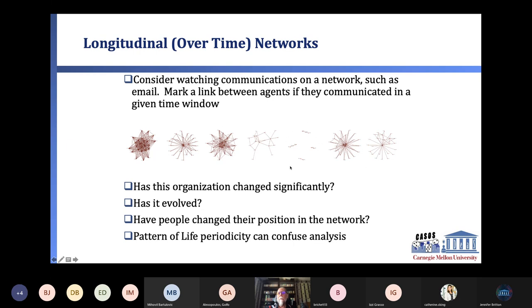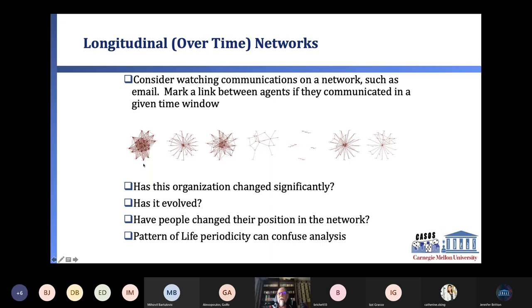Something pretty dramatic happened to the network at this point in time, between here, then here, then here. It's like everybody died or something. This must have been some catastrophic disaster in this organization. And of course, I haven't told you how far apart these time points are. That might be important in your interpretation.